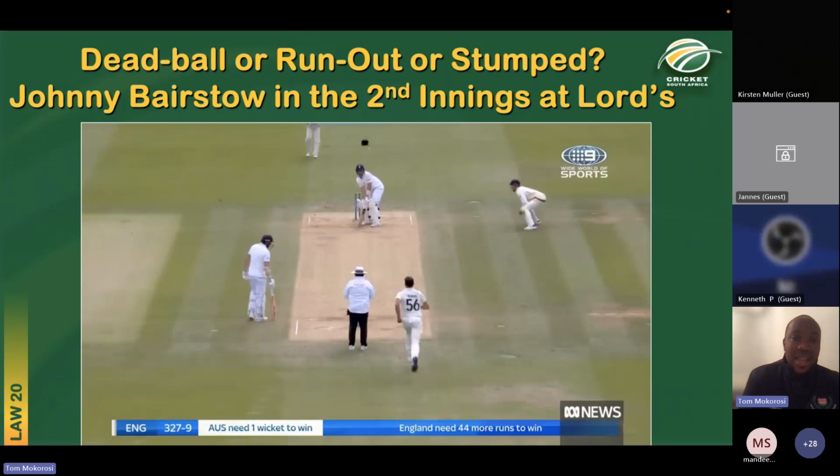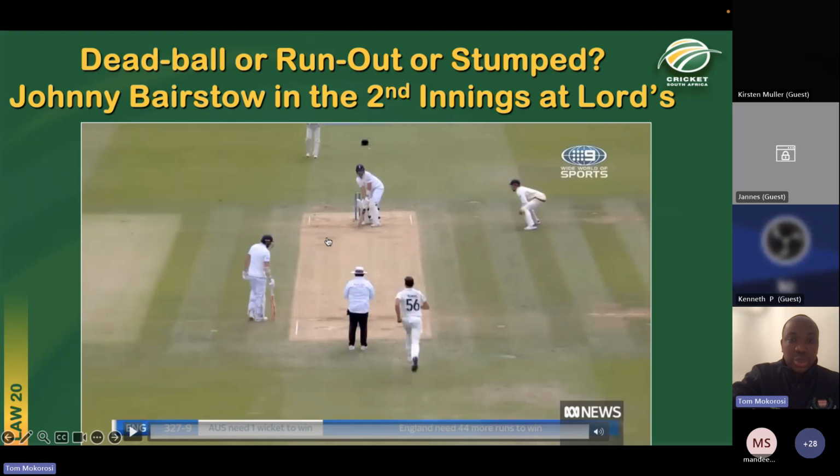So let us then watch a controversy in the Ashes about a month or two ago now at Lord's Cricket Ground involving two wicket keepers, Johnny Bairstow of England, who was the striker, and Alex Carey of Australia. And it is a 4-minute video. Please bear with me. I should start it about halfway in, but I'm going to play the entire video.